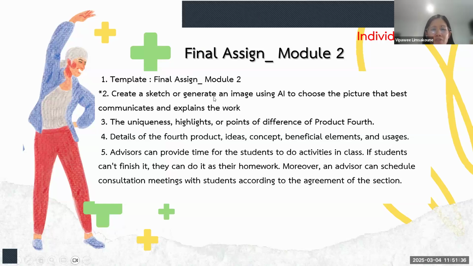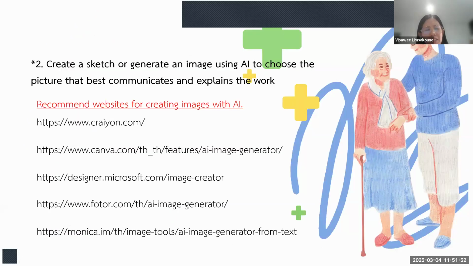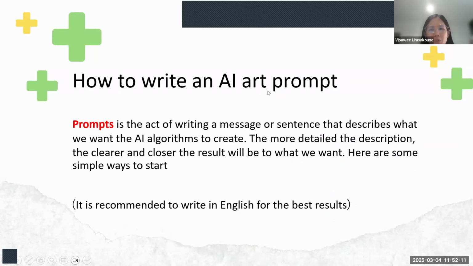For the final product of this assignment, it is required that you use AI to create the picture. This is an example of a resource for AI creation: Microsoft Designer. If you have their email account, then you could use it to create 15 images per month. You need to write a prompt to generate photos.